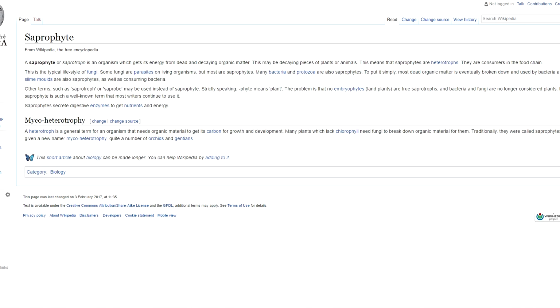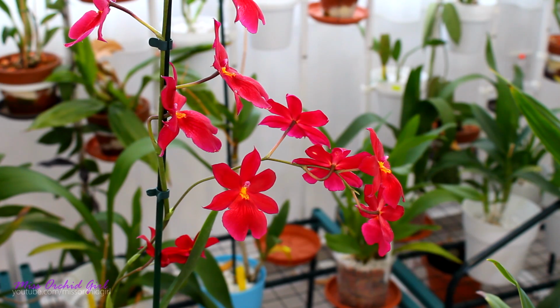Fungi or bacteria can actually be saprophytes, which means they feed directly from the dead piece of organic material. Many of them actually produce digestive enzymes to help them obtain the nutrients. So many saprophytes are actually involved in the decomposition process.